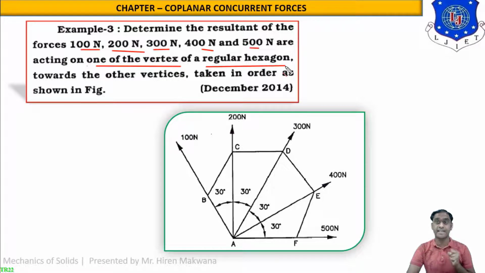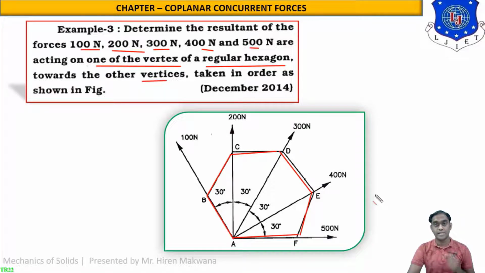Now what is a regular hexagon? Actually, what is a hexagon? Just forget regular hexagon. What is a hexagon? What is a pentagon? What is an octagon? These are mathematical figures. The other vertices are taken in order as shown in the figure. You can see in the figure that this is the hexagon. See, 1, 2, 3, 4, 5 and 6. There are 6 sides in the hexagon.